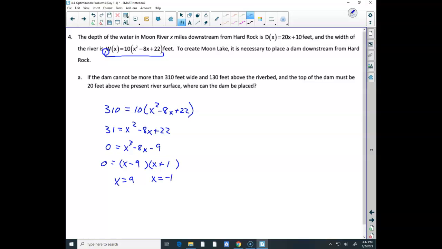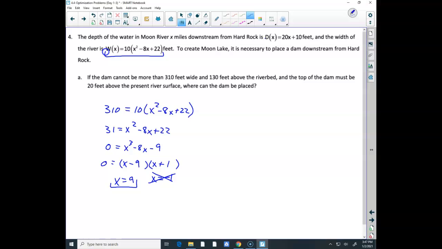Well, negative 1 would be up the river, so I won't even look at that. So possibly 9 miles down the river, okay? That's where it's going to get wider than 310 feet, okay? So then we also need to know it needs to be 310 feet above the riverbed.